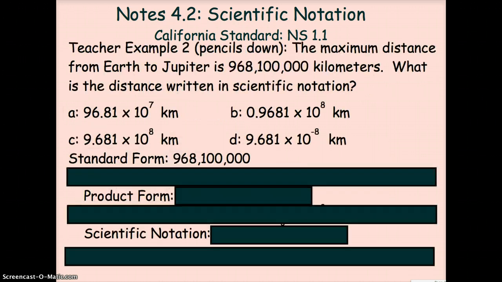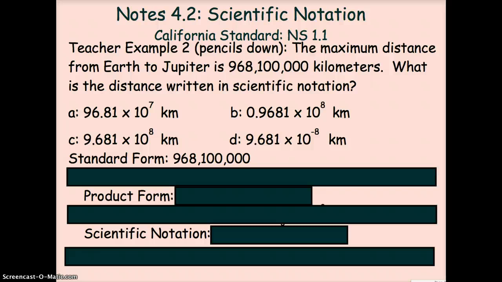Okay, let's take a look at this one now going the opposite direction. We have the maximum distance from Earth to Jupiter is 968,100,000 kilometers. What is the distance written in scientific notation? Now with these numbers, they're such large numbers that in science oftentimes they turn it into scientific notation so that they can be working with easier numbers.